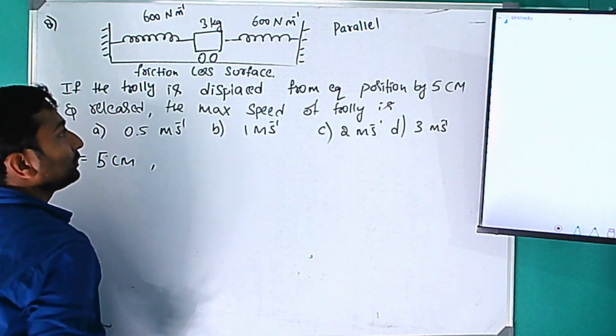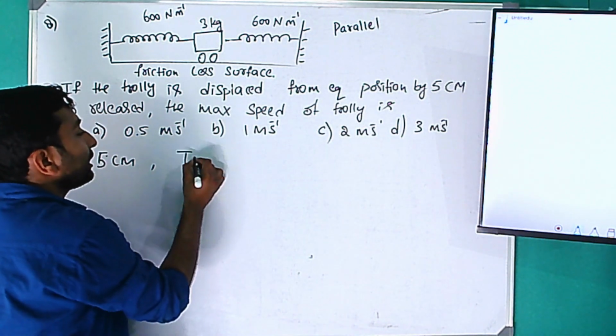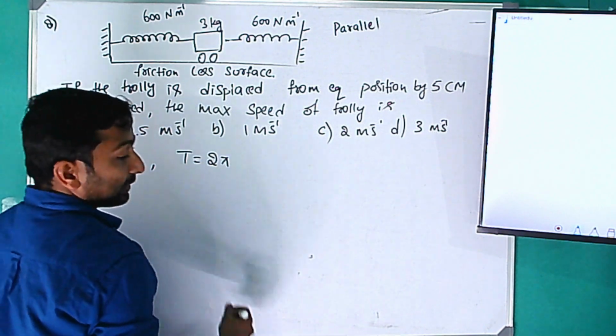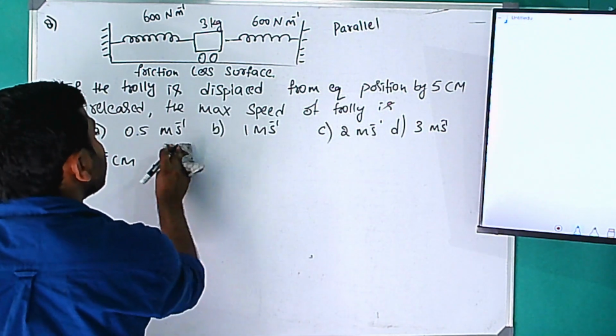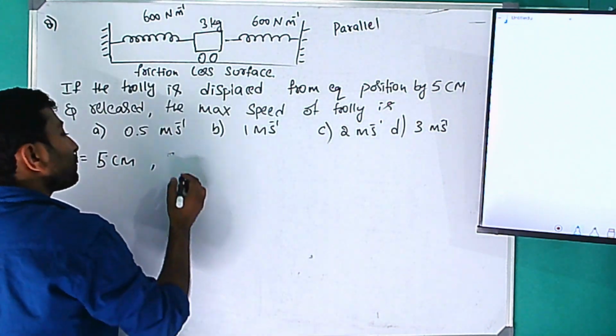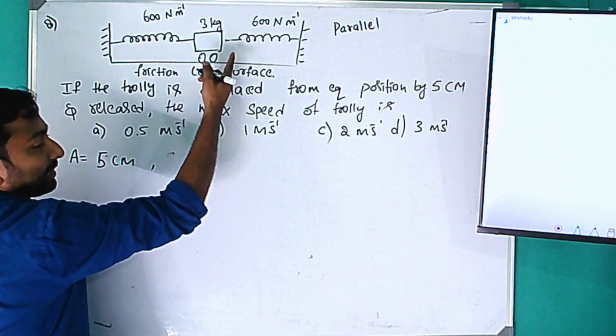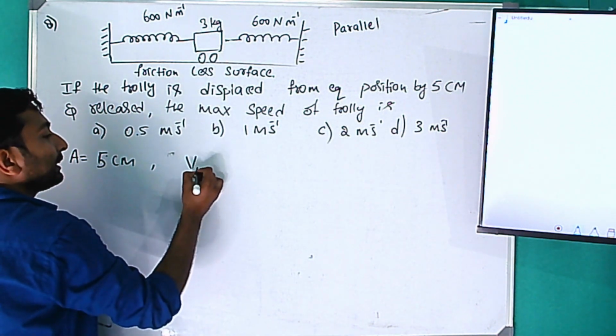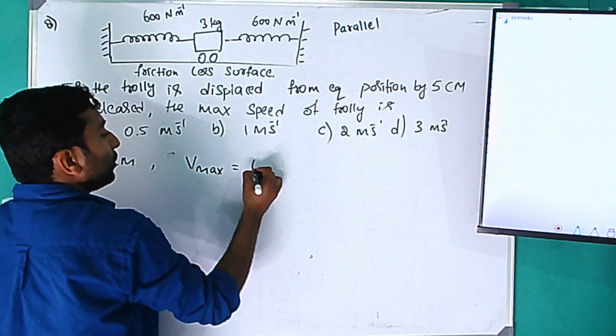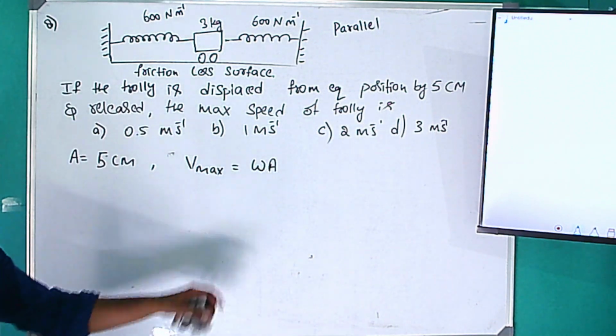So we need to find out time period. T is equals to 2 pi... sorry, not time period. We don't want time period. We want the maximum speed of the particle. So it is a SHM. What will the maximum speed be? Vmax is equals to omega A. So we want to find out omega.